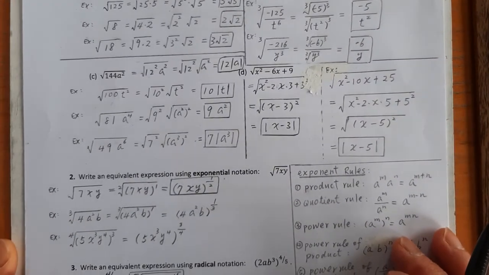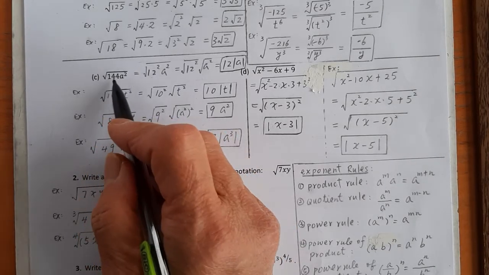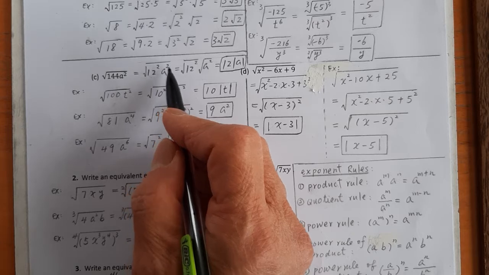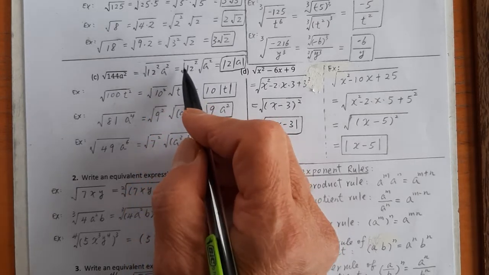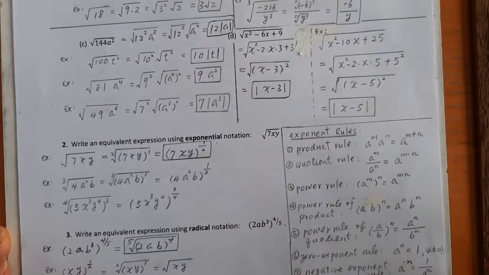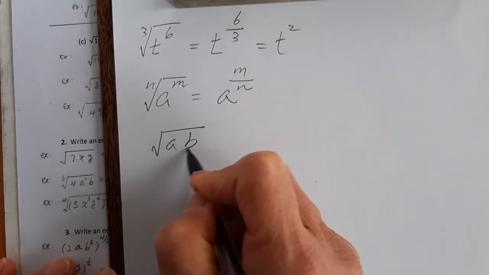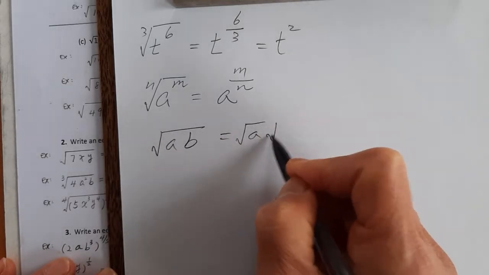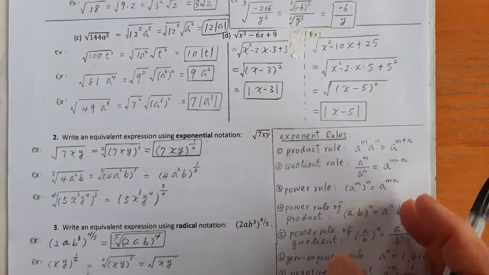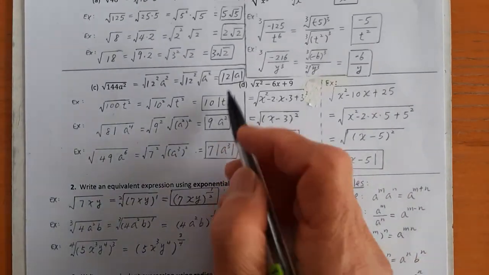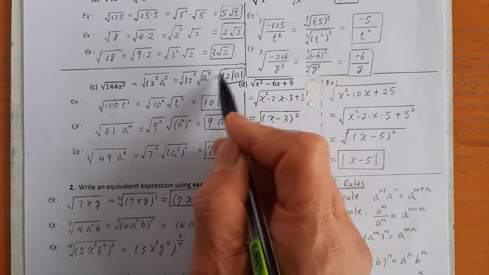And C, 144 a squared, take the square root. 144 is 12 squared, and a squared. Use the product rule. The product rule of radicals: the square root of AB, you can do square root of A times square root of B. Separate, take the square root. So 12 squared, take the square root, and a squared, take the square root. 12 squared and the square root cancel each other, it's 12.